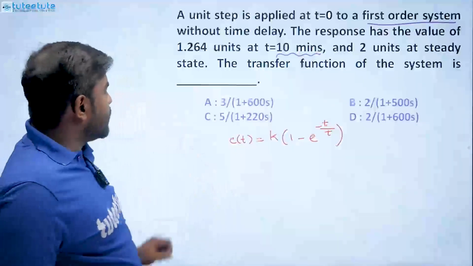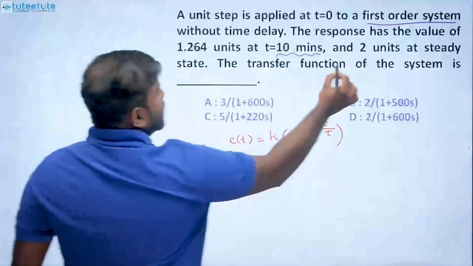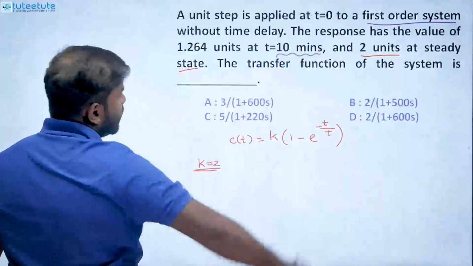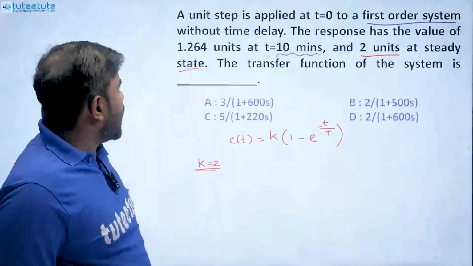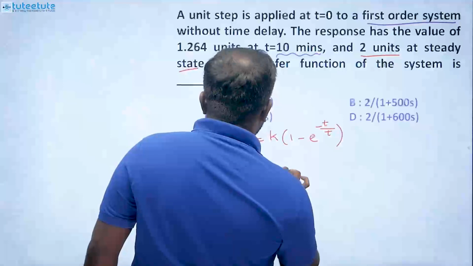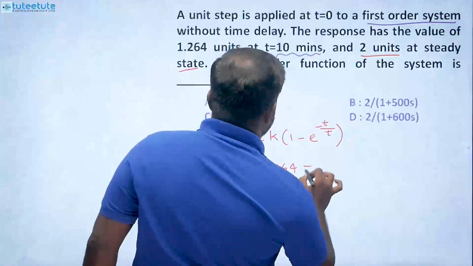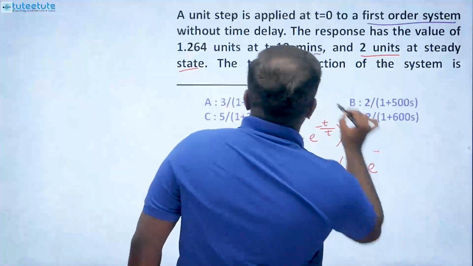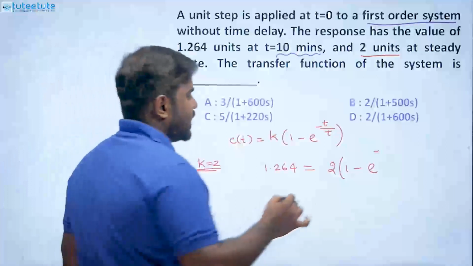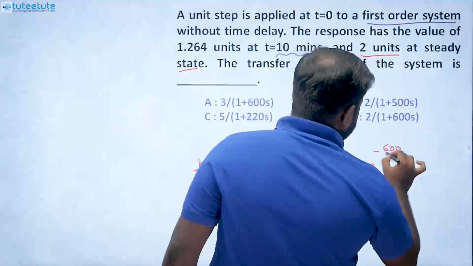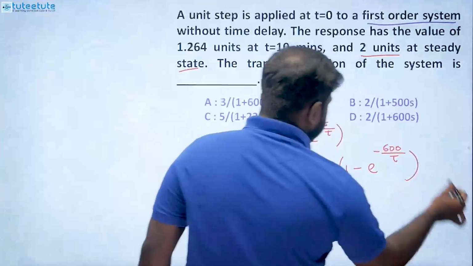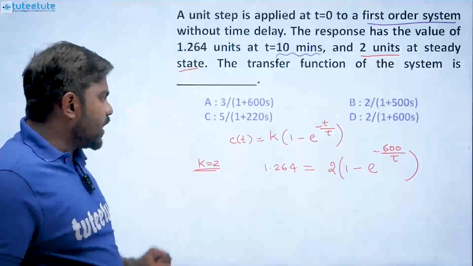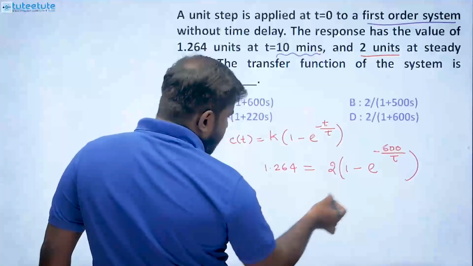Now from the first information, it is having 2 units at the steady state, which means k equal to 2. It is proven. Now the response has a value of 1.264 units, which means 1.264 equal to 2 times 1 minus e raised to minus 10 minutes, meaning 600 seconds, divided by time constant. Okay, now this would be your expression, and you can take this to the left side.